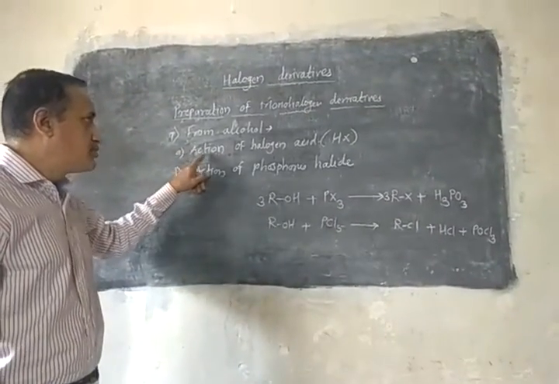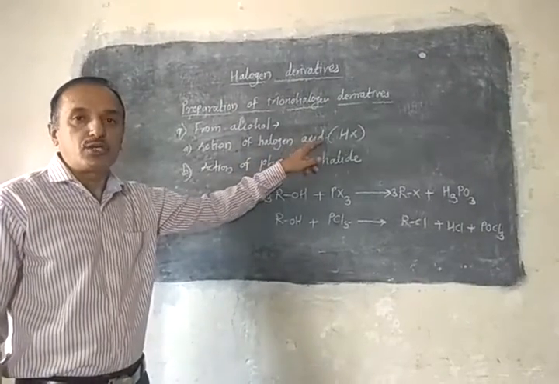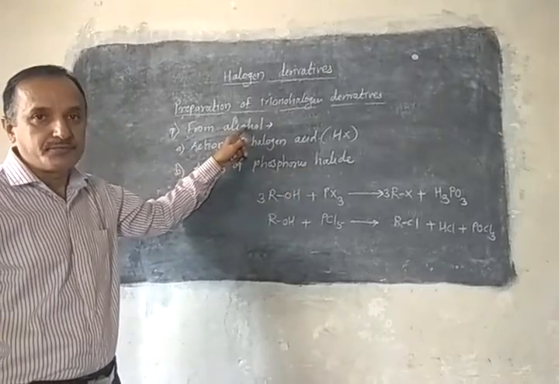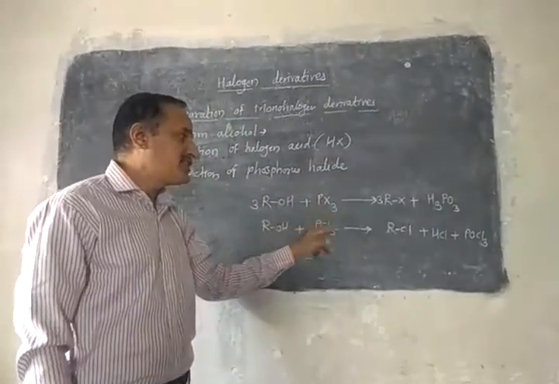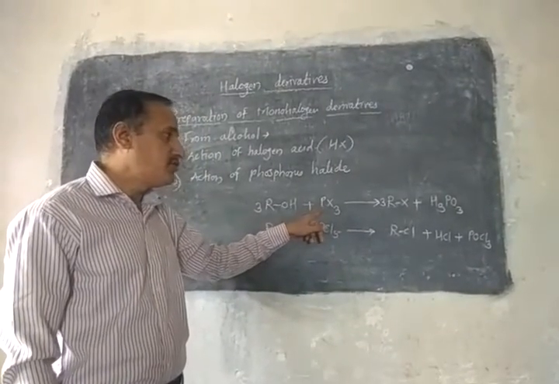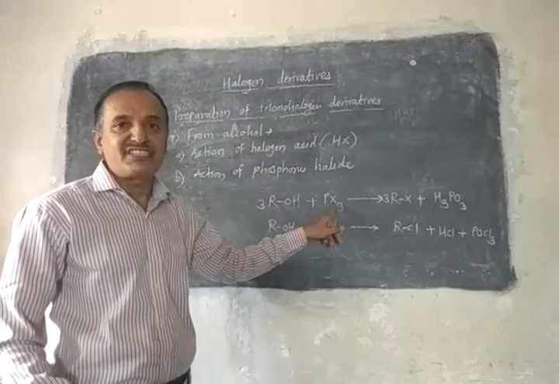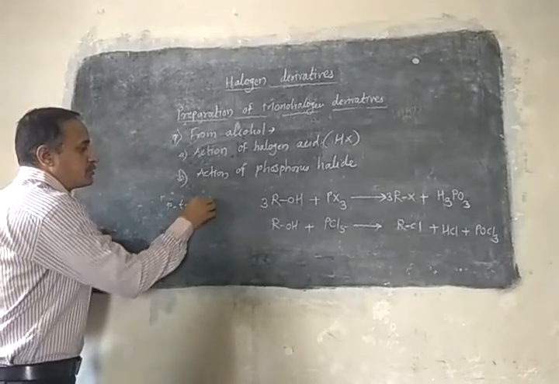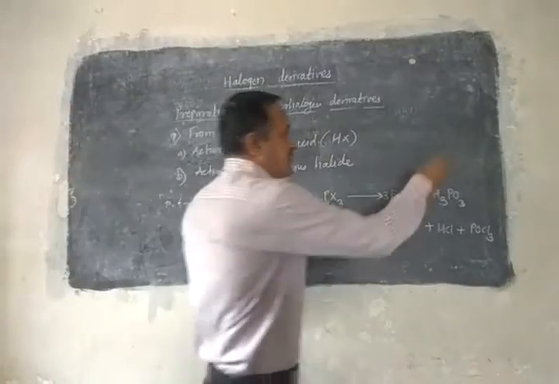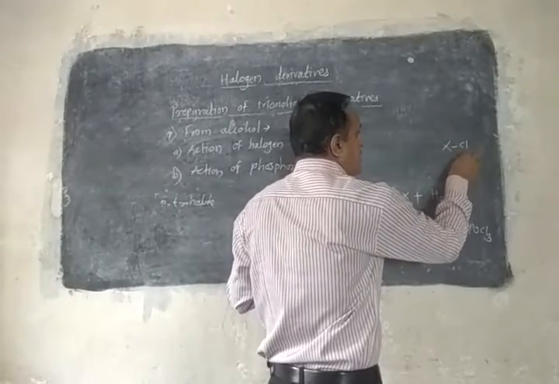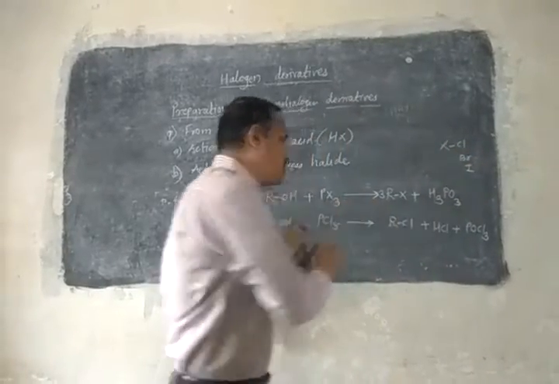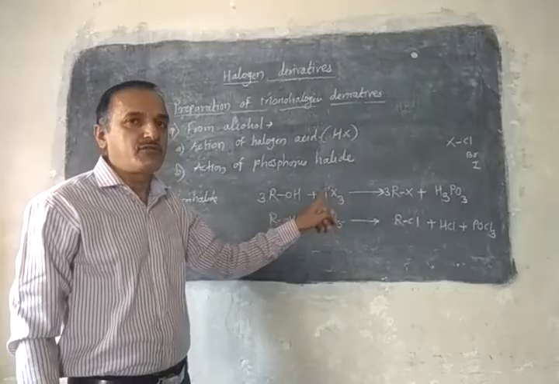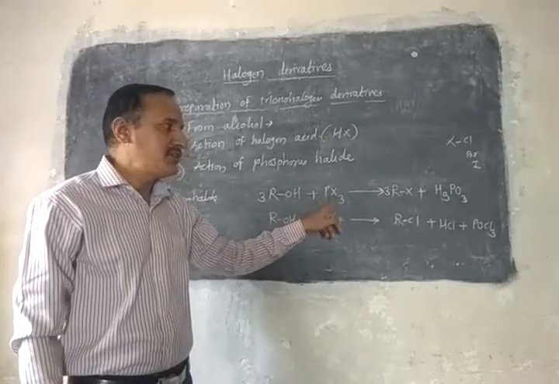Now, first was the action of the halogen acid on the alcohol. Now, second, action of the phosphorus halide on alcohol. Here we have taken two common reactions. In the first, we have taken PX3, called phosphorus trihalide. We can take X as Cl, Br or I. In this first reaction, the alcohol reacts with phosphorus trichloride, phosphorus tribromide, phosphorus triiodide.